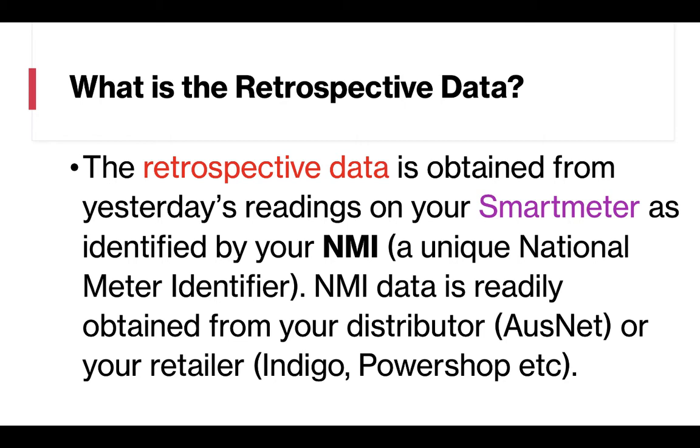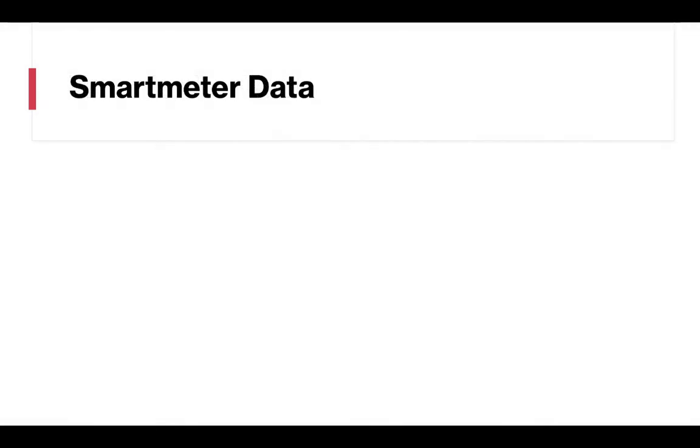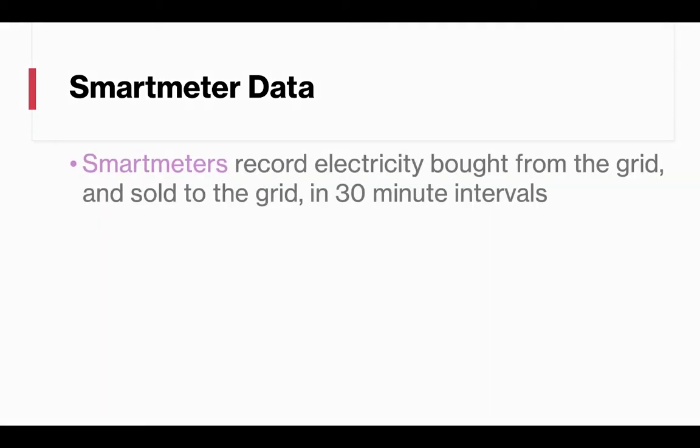This NMI data from your smart meter is readily obtainable from your distributor, in our case AusNet, or from your retailer. Some have things on their online sites which allow you to download that data yourself. I know, for example, we're with Indigo Power and we do that. We were with PowerShop, we did it with them as well. And other retailers have the same facility. As I mentioned, the smart meter data records the electricity bought from the grid and sold to the grid in those 30-minute periods. That's the critical thing about it.